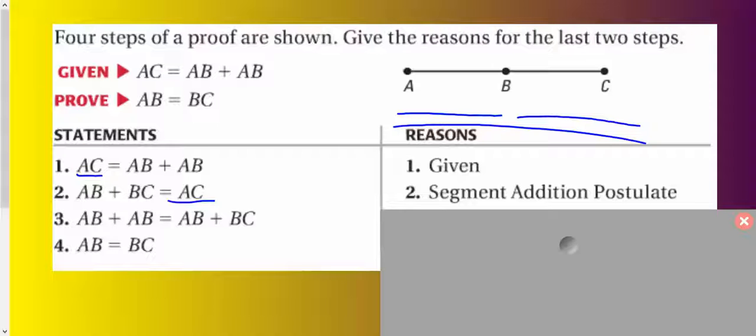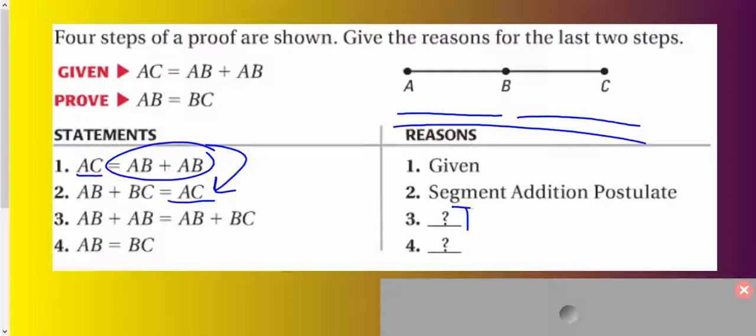So I could take this here and plug it in for here because they're equal, or you could do transitive. AB plus BC equals AC. AC equals AB plus AB, so AB plus BC equals AB plus AB. So this one could be either transitive or substitution.